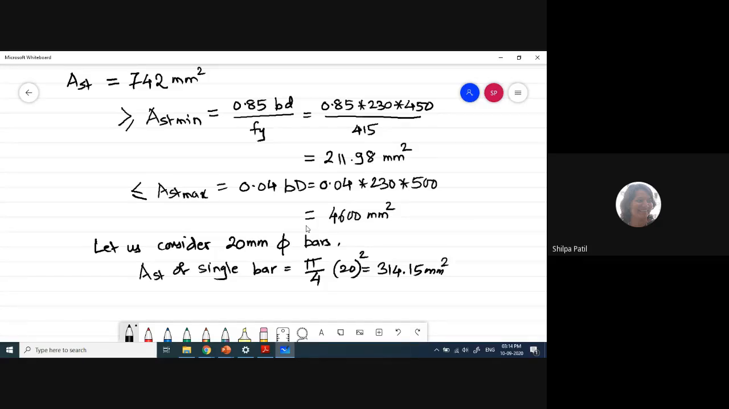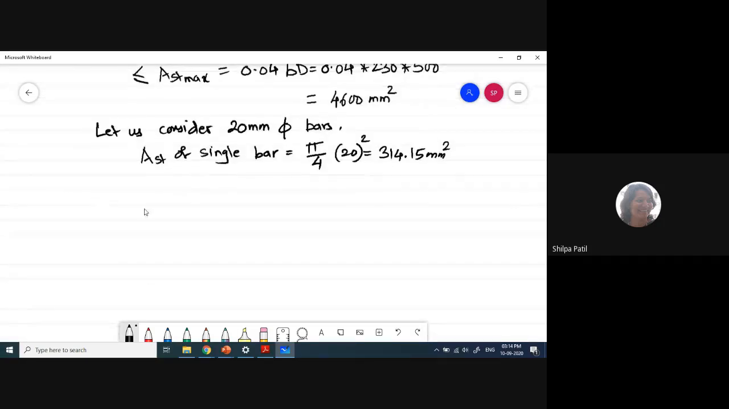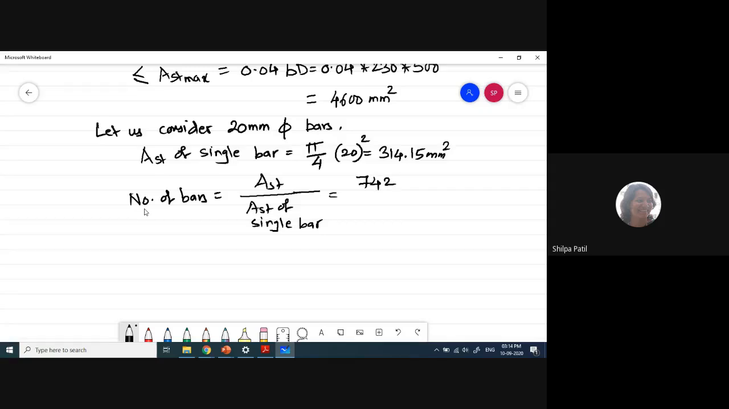So my number of bars I can find out as number of bars is equal to total AST divided by AST of single bar. Okay. So total AST is 742 divided by 314.15. So number of bars is 2.36. Such odd number we do not provide, so we have to provide 3 bars.